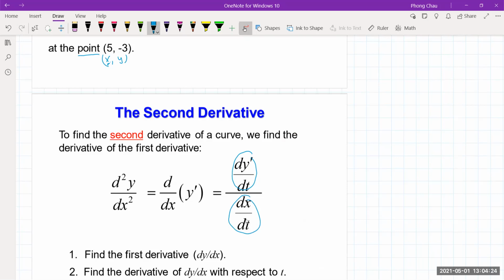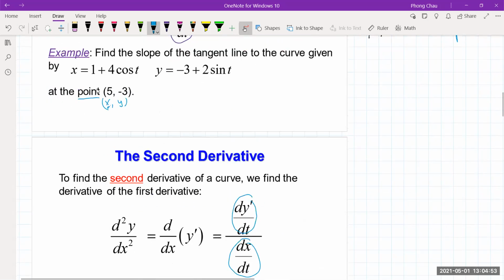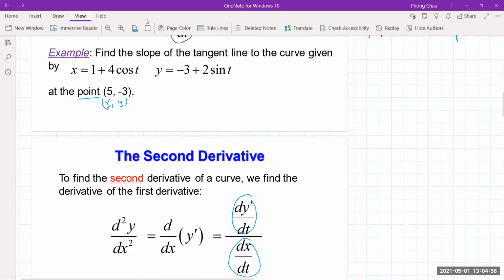Okay, so if you do that, we should end up with 3 steps. The first derivative, right? We find the first derivative as always. And then you have to calculate the derivative of the dy/dx, the one we just found, with respect to t. And then we divide it by the derivative of x with respect to t. Right, so let me go over quickly here so you can see what I mean.